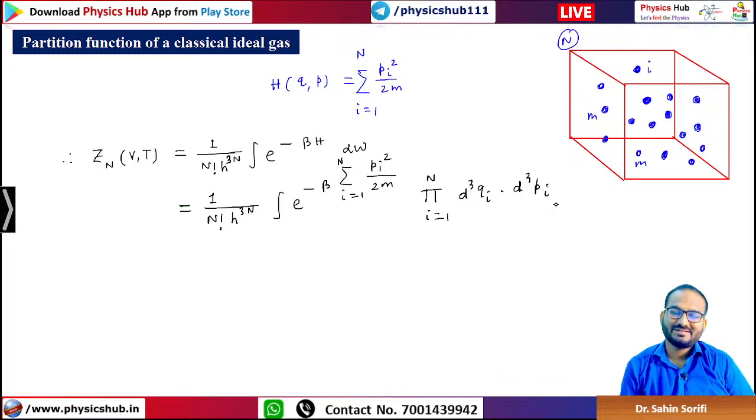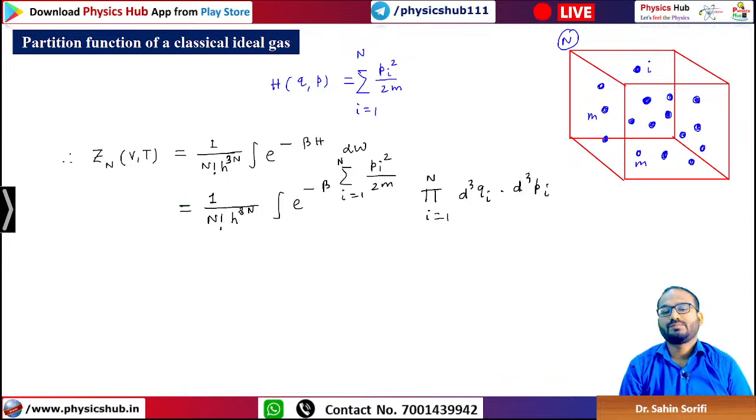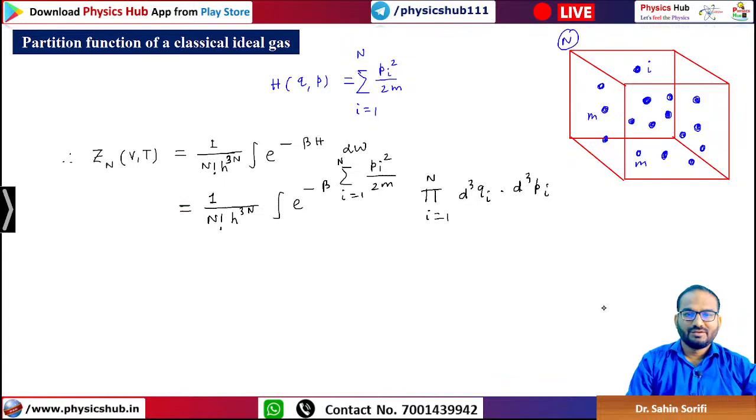Can you digest this? So in 1 dimension, how will this form change? Look, if you consider 1 dimension, so h cube will be replaced by h, and d3q, d3p will be replaced by dq into dp. Okay, we'll do this derivation, don't worry.